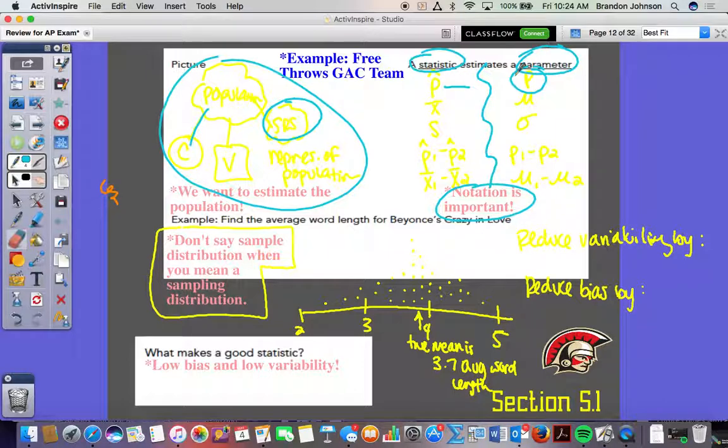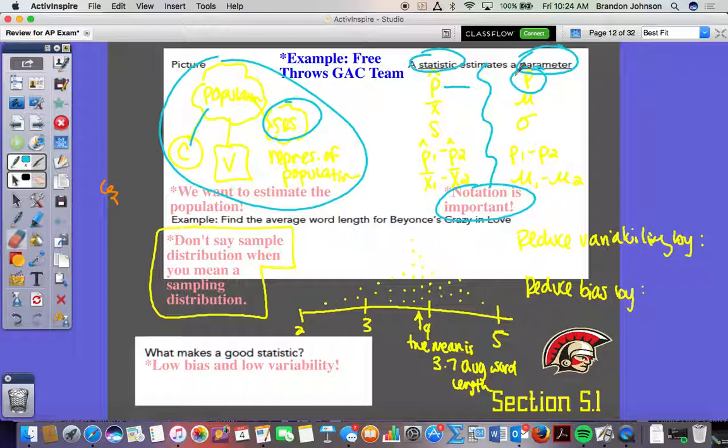Now question, 2 things need to happen to make a good statistic that estimates my parameter. Good, Johnny. Low bias, low variability. Someone explain to me, what's bias? It distorts the numbers a little bit. So if this 3.43 was my actual average, is this high bias or low bias here? Low bias, why? It's very close to my actual, so my parameter and my statistic are in alignment. That means that's low bias, okay?